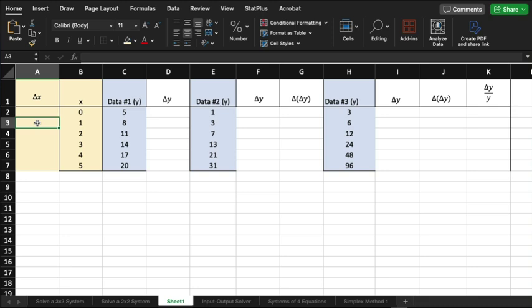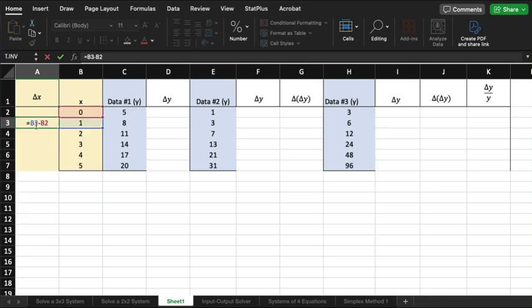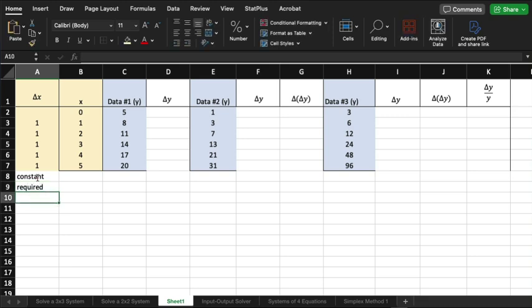Let's do column A first. In row 3, because we can't start with row 2 because there's nothing to subtract, we type equals B3 minus B2. So we're subtracting the x value that's in that row minus the x value that's right above it. Just click on the anchor and fill down. You will see that that is constant. That is required in order to proceed with our calculations.